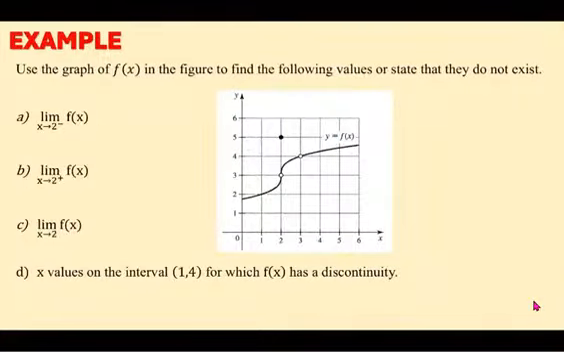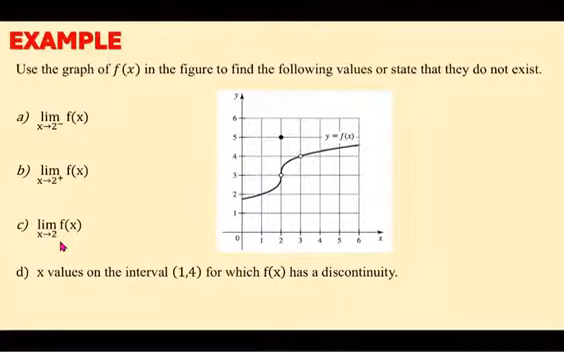Okay, here is the second example, which is similar to the first one. Use the graph of f of x. Here is the graph of the function y equals f of x in the figure. Find the following values or state that they do not exist. The first one: find the limit as x approaches 2 from the left. B, the limit as x approaches 2 from the right. And then the limit as x approaches 2 from both sides. So here we are looking at x equals 2.